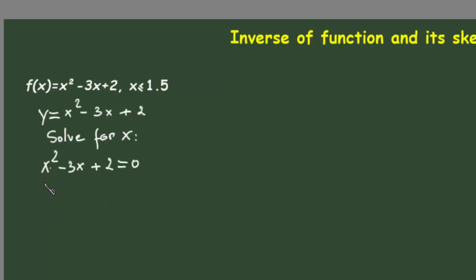We're going to use completing the square, so it's going to give us x to the power 2 minus 3x, and we leave some space here to complete the square, plus 2 equals 0. For completing the square, we take the second term, minus 3, and take half of it. This is minus 1.5, and we square minus 1.5 and put it back in the equation.